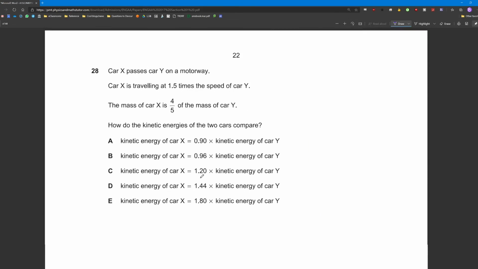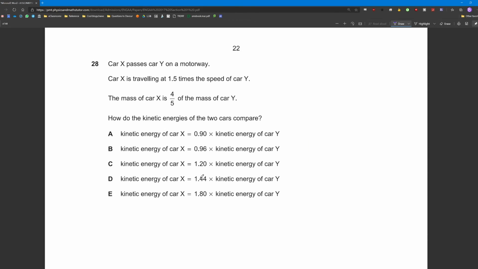And finally, for the last question, car X passes car Y on a motorway. Car X is traveling at 1.5 times the speed of car Y. The mass of car X is 4 over 5 the mass of car Y. Okay, 1.5 times the speed, 3 over 2. K is proportional to V squared. How do the kinetic energies of the two cars compare?